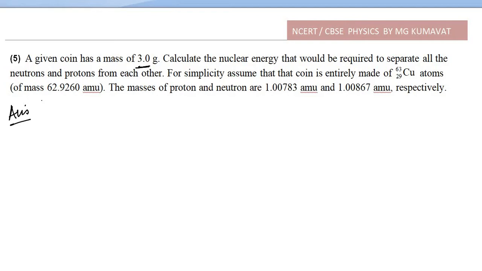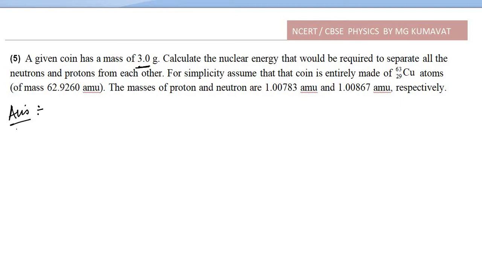So today we start numericals of chapter number 13, Nucleus. Numerical number 5: a given coin has mass 3 gram. Calculate the nuclear energy that would be required to separate all neutrons and protons from each other. For simplicity we assume the coin is entirely made up of copper atoms, and the masses of proton and neutron are given to us. So the answer is simple.